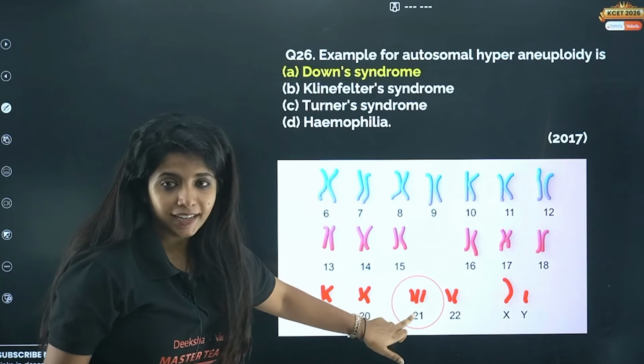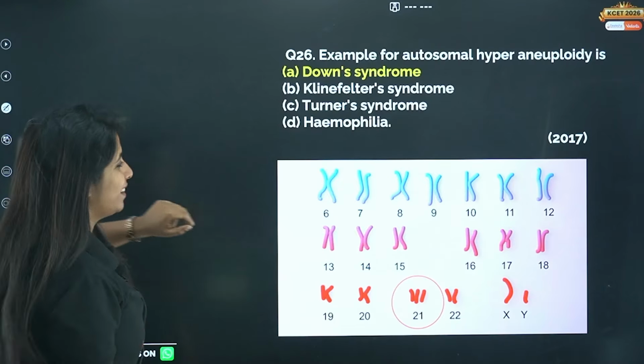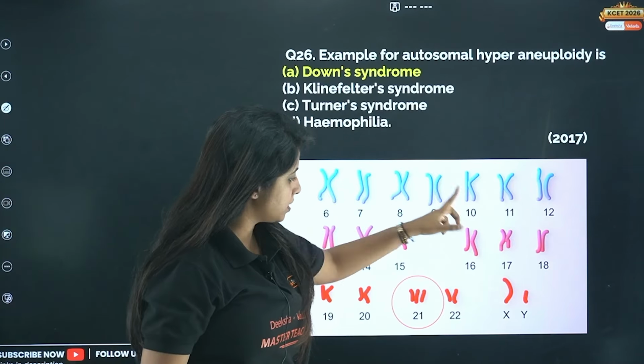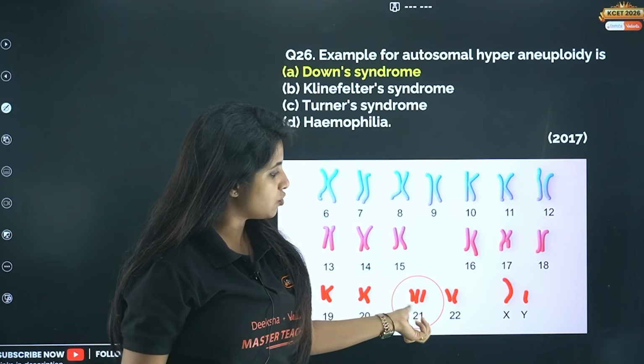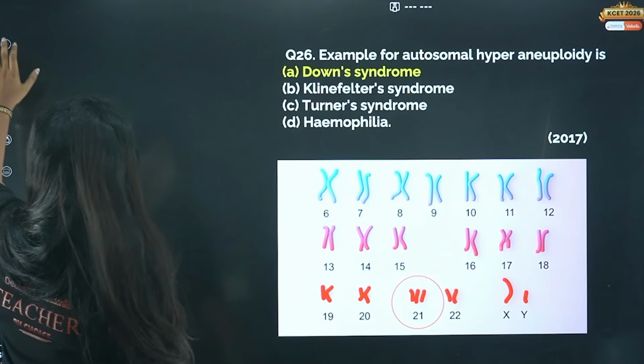So over here you see a tiny little extra chromosome out there. All of them are in pairs like this. Okay, 21st is one extra. This is the 23rd chromosome.